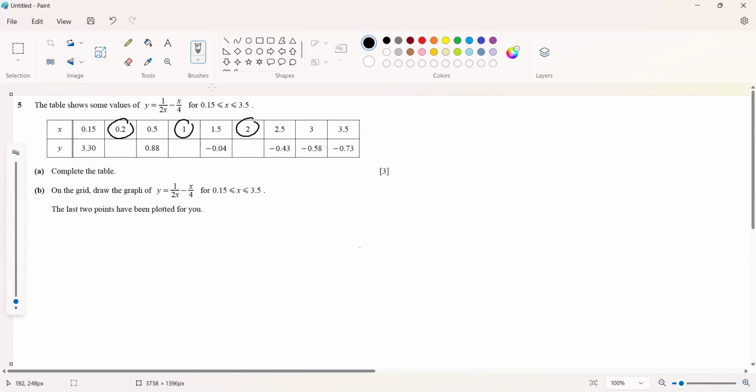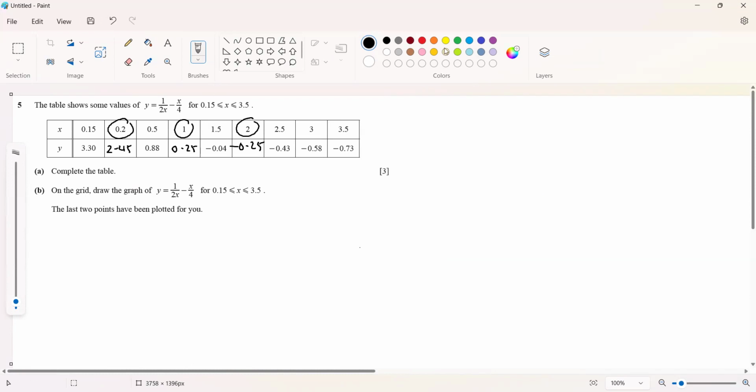So when x is 0.2, I get this as 2.45. And when x equals 1, I get 0.25. And when x equals 2, I get negative 0.25. Right. So my table is completed.